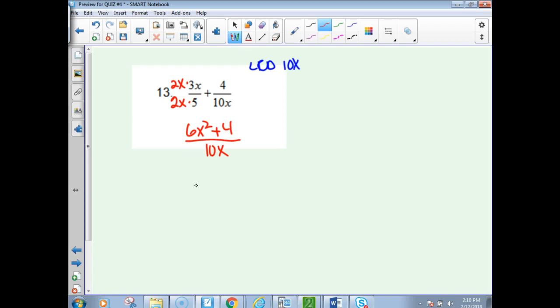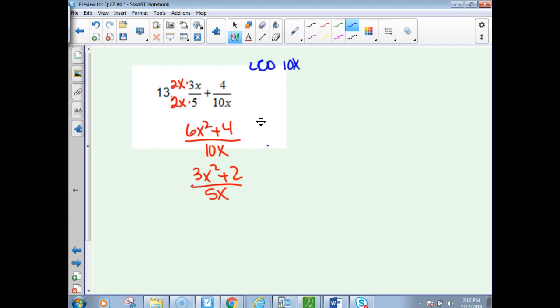You can simplify this further. You can divide every number there by 2. So you can reduce it to 3x squared plus 2 over 5x. Now, how did I get that? Well, I just told you. I said every one of the numbers is divisible by 2. Or I could have shown this step.